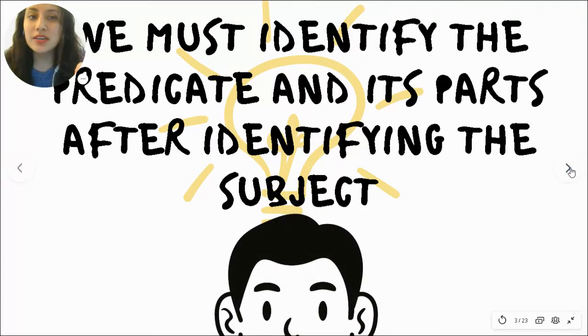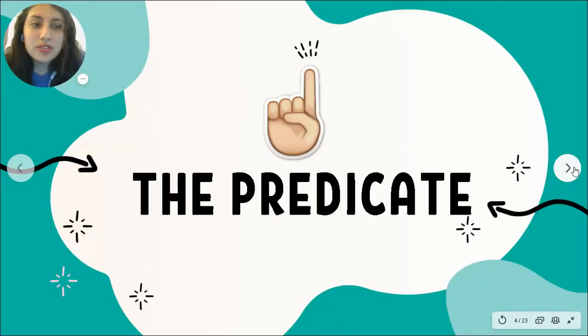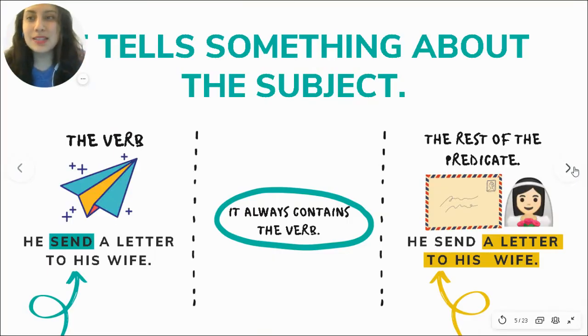So first of all, we need to remember that before recognizing the predicate and its parts, we need to know what is the subject. So that's the very first thing that we need to do. And today we're going to be focusing on the predicate. So let's define it first. It tells something about the subject. In the predicate, there is always the verb. And here we have an example of a verb.